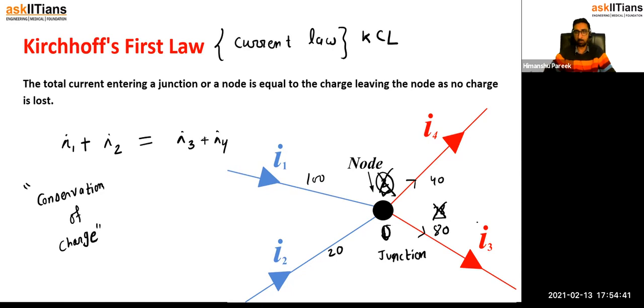No charge particle will be present here at the junction. Charge cannot accumulate there. If it is coming in, it will go out also. Okay. So that's the simple Kirchhoff first law. So it is in accordance with the conservation of charge.